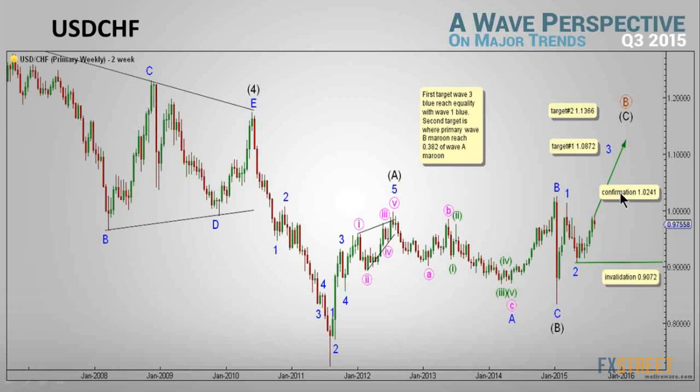Our confidence in the main count will increase by movement above 1.0241, and Swizzy is expected to find resistance near 1.0872, as at that level wave 3 blue will reach equality with wave 1 blue, and if exceeded then 1.1366, as at that level wave 3 blue will reach 1.618 the length of wave 1 blue.